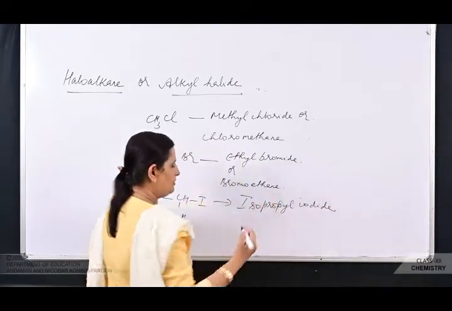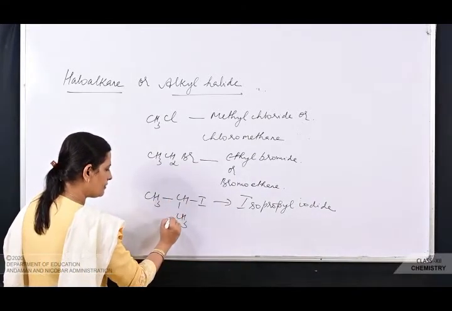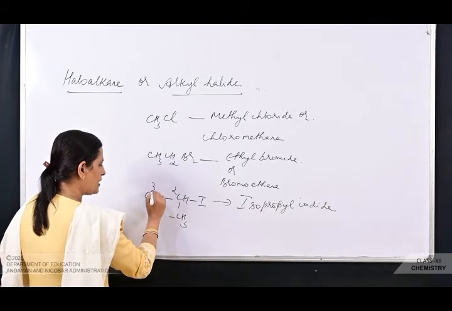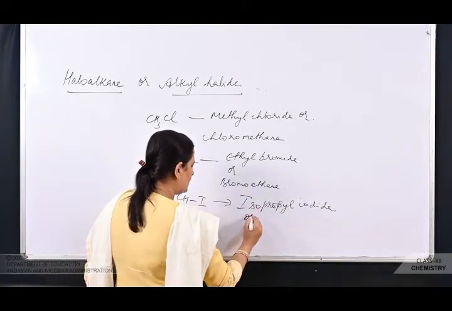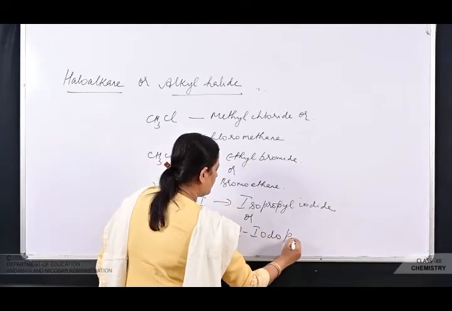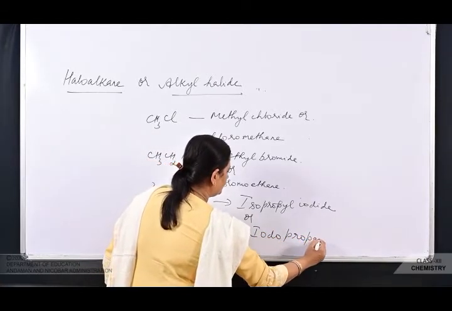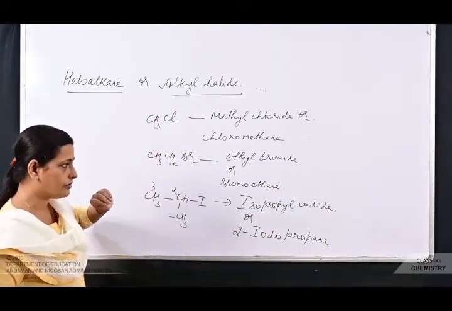And its IUPAC name, from where will you number? Longest continuous chain, 1, 2, 3. If you go from here also, it's 1, 2, 3. So its IUPAC name is 2-iodopropane. Okay, so this is also what? An alkyl halide. So I have written a few compounds.